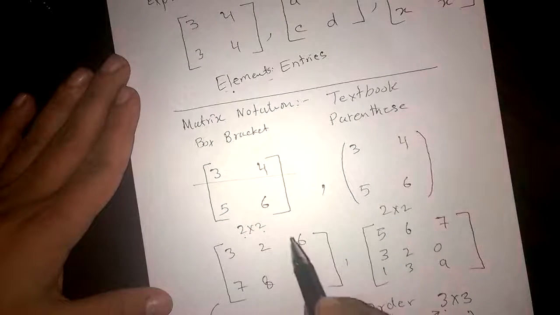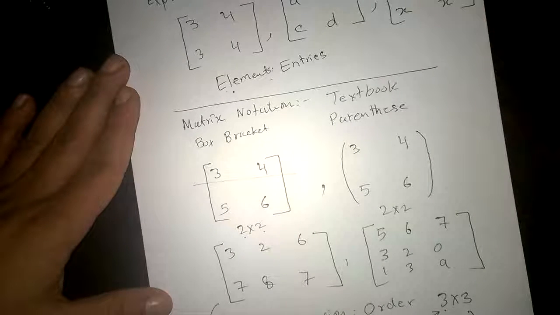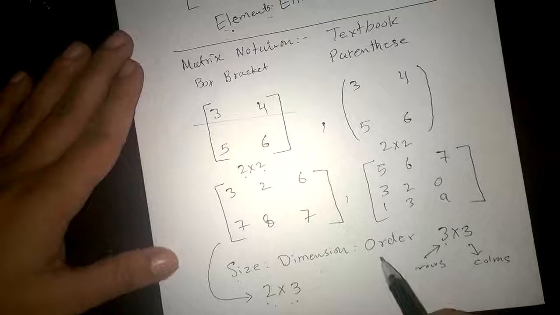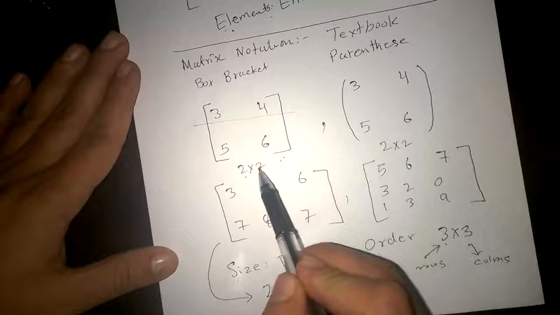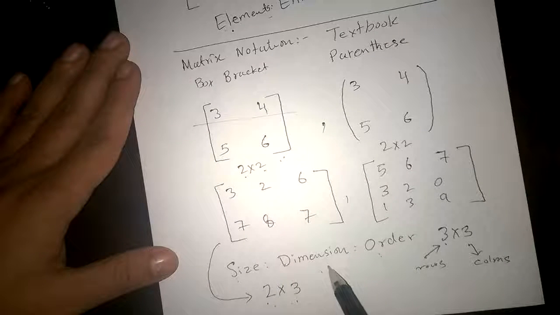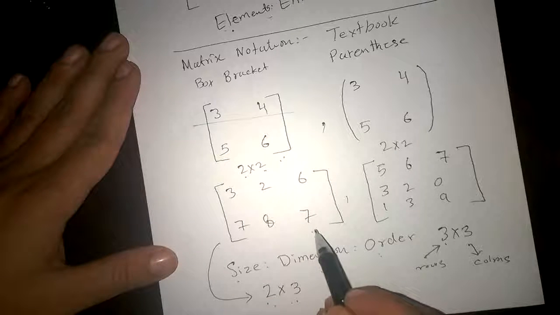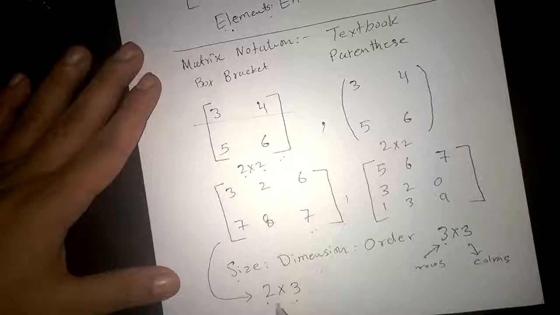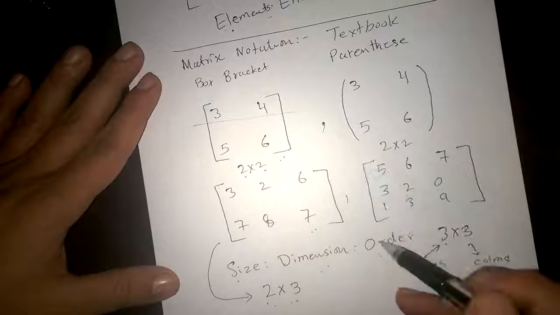Now if you mention that combined, it becomes its order. So we say that the order of this matrix is 2 by 2. It can also be called its dimensions or its size. All three are the same concept. Now the dimension of this matrix, or the order of this matrix, is 2 by 3 because it's got 2 rows and 3 columns in it.